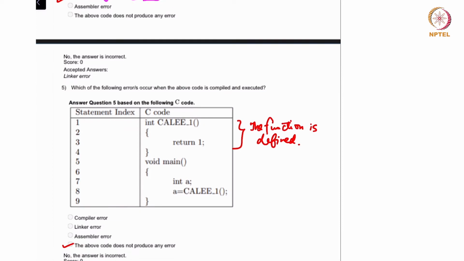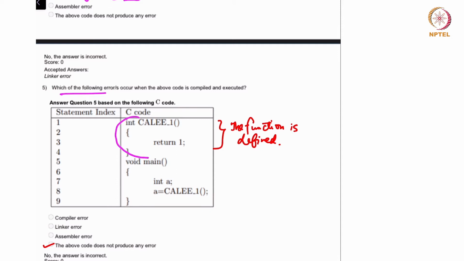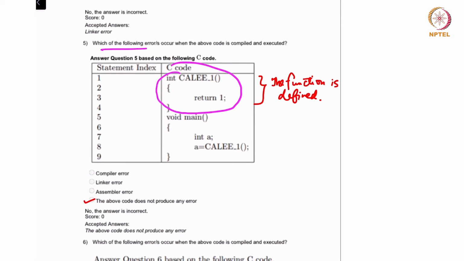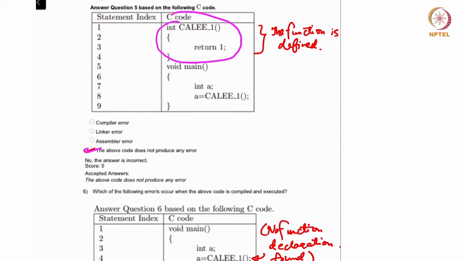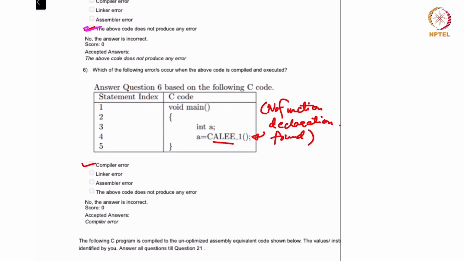Now moving on, here in question 5, we can see that the function is now declared as well as defined. Hence this code does not produce any kind of error. But now when you look at this code here, this function callee_1 is neither defined nor declared. Hence in the first step of compilation itself there will be an error, and hence it is a compiler error.